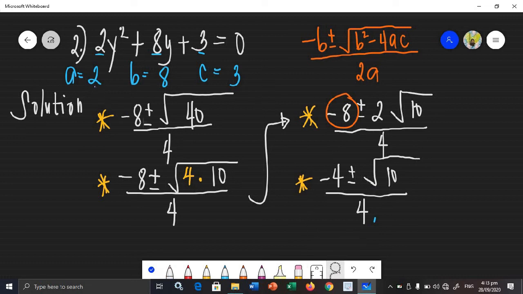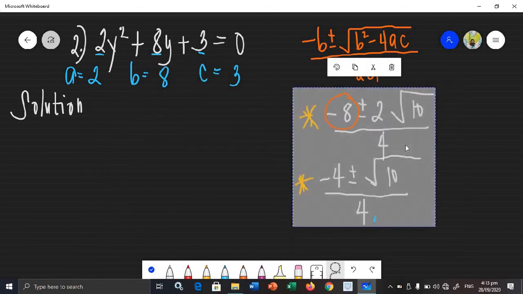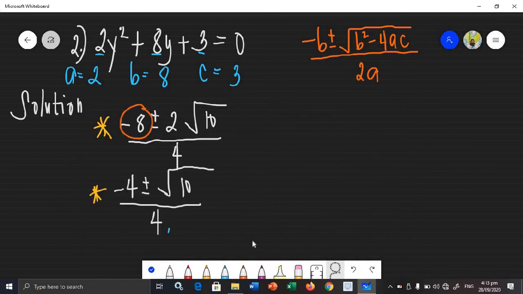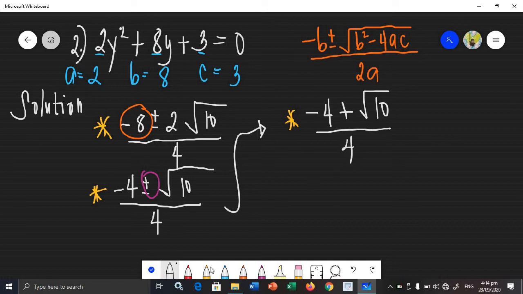So, hindi pa. So, ang gagawin pa natin sa kanila is we will separate or we will split the signs. Kasi pansin nyo, we have two possible answers nga or two possible roots lagi. So, the first one will be, ayan, kailangan natin tong split kasi yung signs. So, the first root is negative 4 plus square root of 10 over 4. And then the second one is negative 4 minus square root of 10 over 4. That will be your roots.